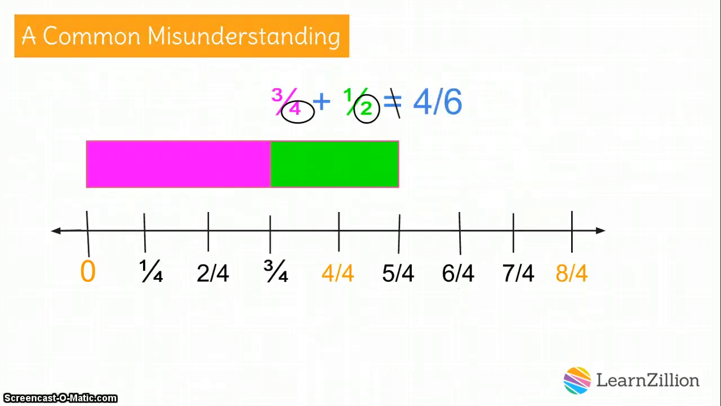A common misunderstanding happens when you try to combine fractions with different denominators. The unit fractions are different lengths and cannot be added together.